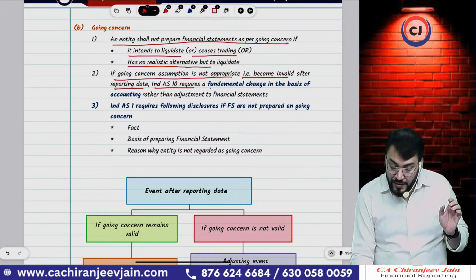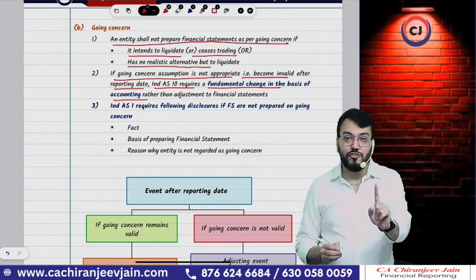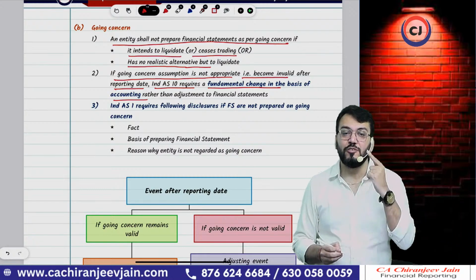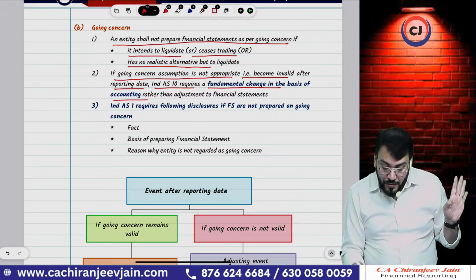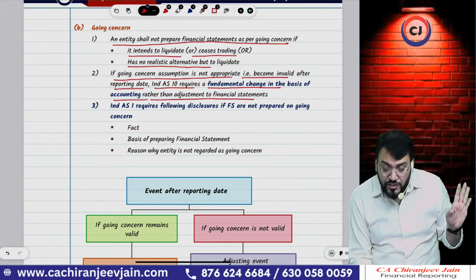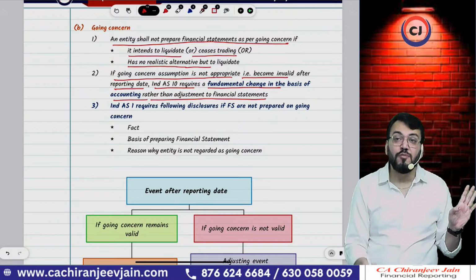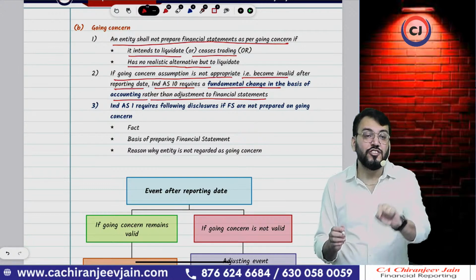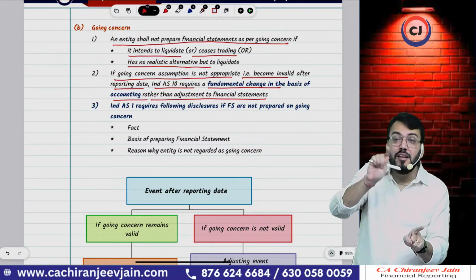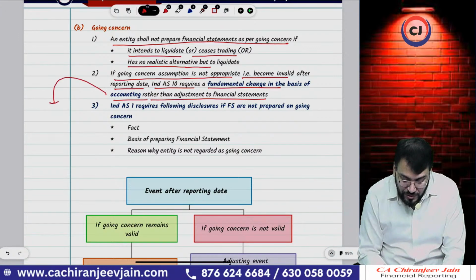If the going concern assumption is not appropriate, that is, it becomes invalid after the reporting date, Ind AS 10 requires a fundamental change in the basis of accounting. See what you understood? Fundamental change in the basis of accounting. They have not used the term adjusting, rather than adjustment to financial statements. AS 4 used to say adjust the financial statements, but they are saying fundamental changes in the basis of accounting. So what is this fundamental change in the basis of accounting?